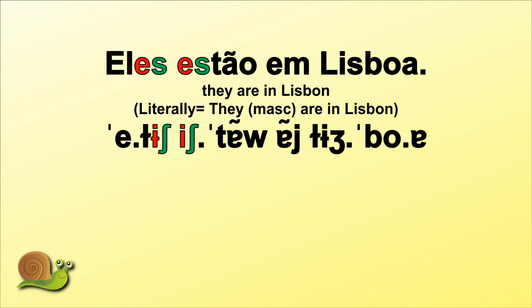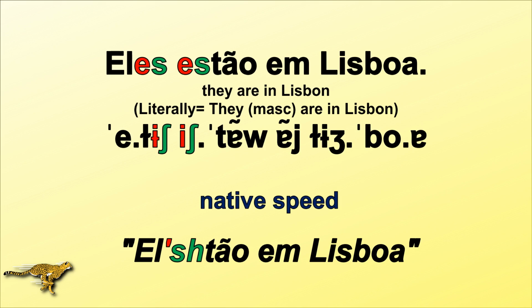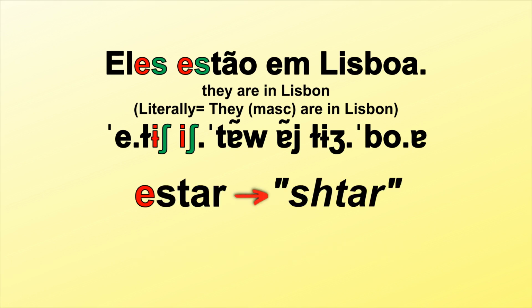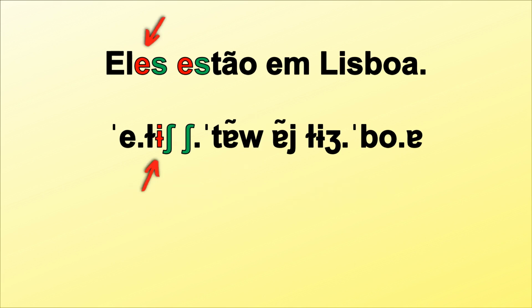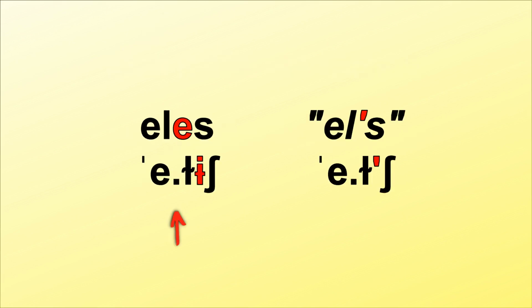Eles estão em Lisboa. Okay, now in this example, we have the verb estar, which in most situations and across most accents will have its beginning E not overly pronounced or even not pronounced at all. So we go straight into the sh sound. Estão. Eles can have the second E suppressed or not, and that will depend on the accent and the speed of the conversation.